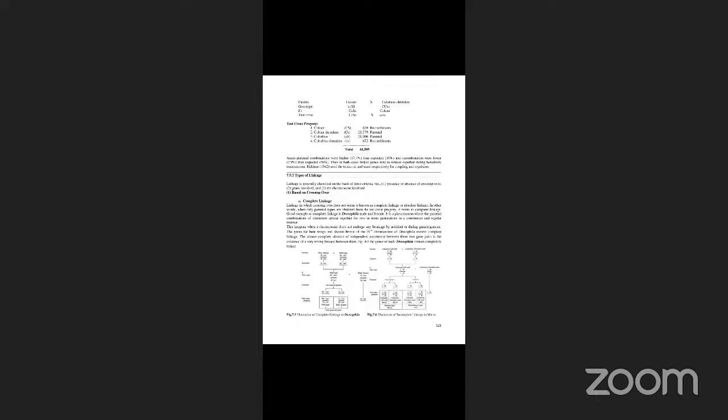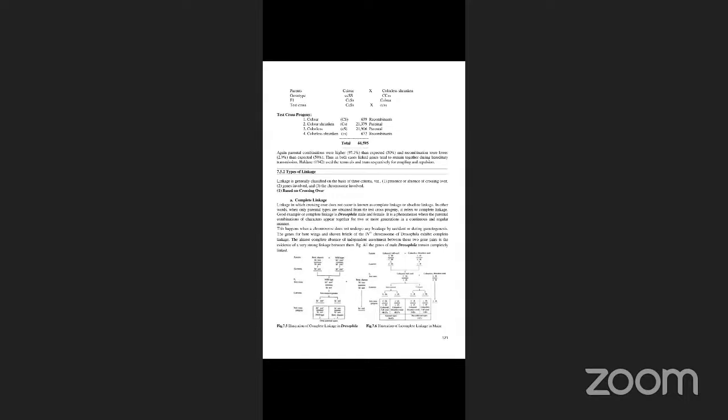Good evening, everyone. Yesterday we stopped at coupling and repulsion linkages. Now we will discuss the types of linkage. Linkage is classified into different types based on the presence or absence of crossing over, the genes involved, and the chromosomes involved. First, based on crossing over, there is complete linkage and incomplete linkage.